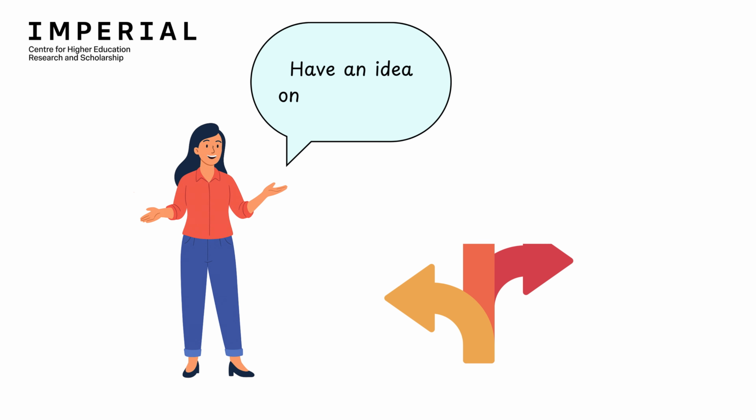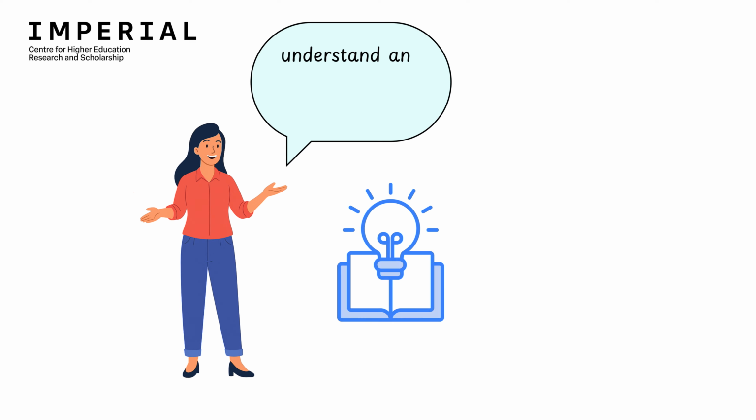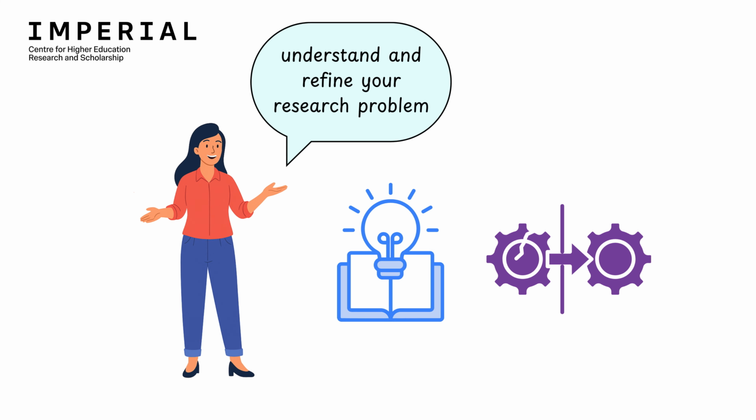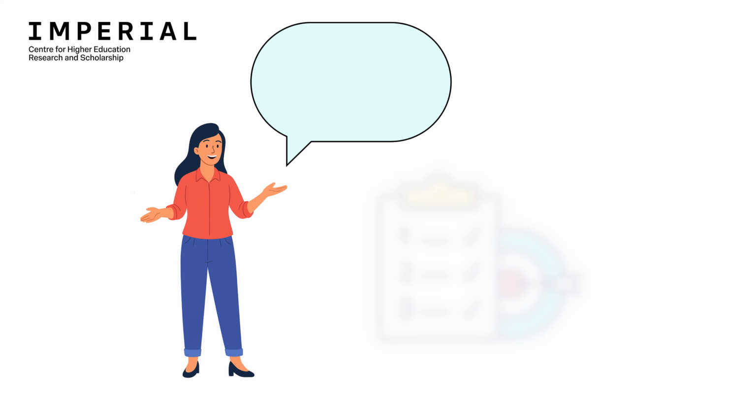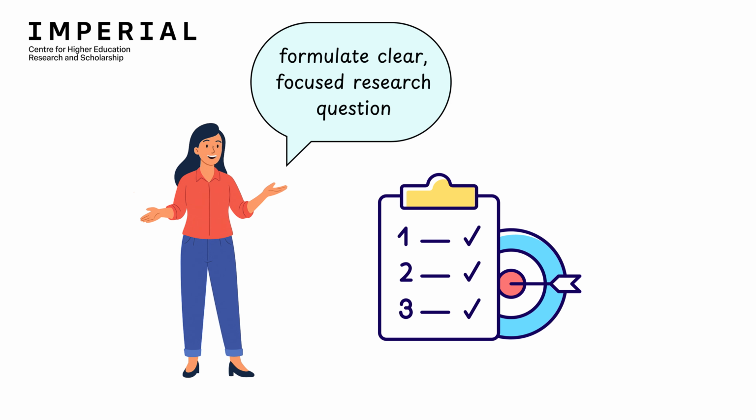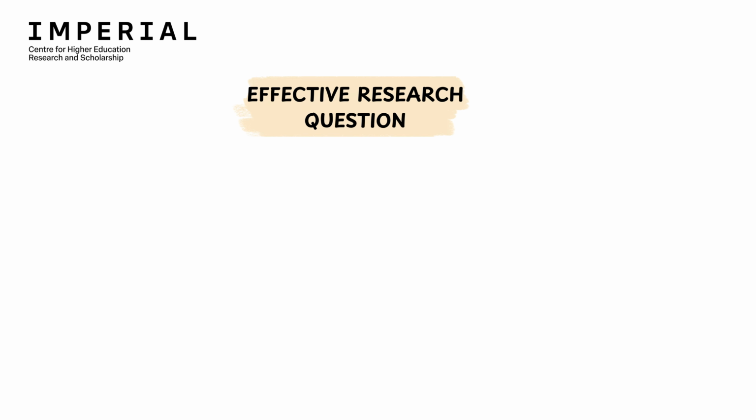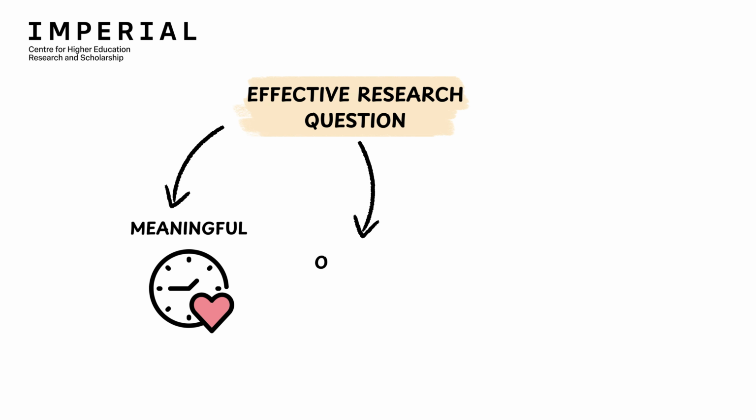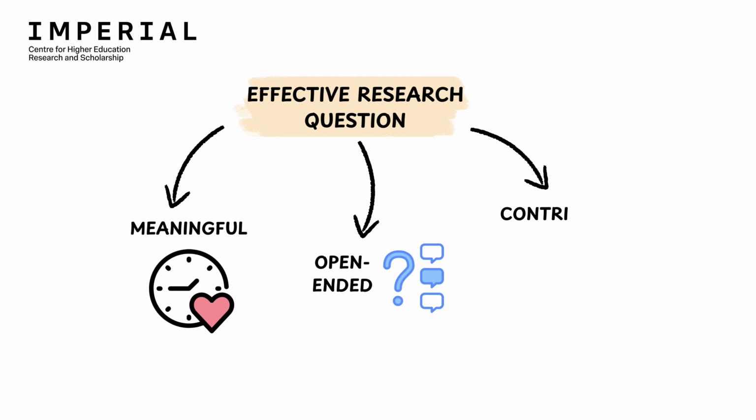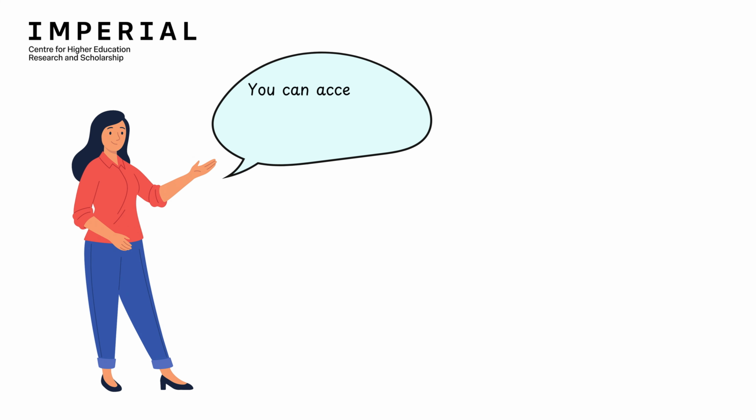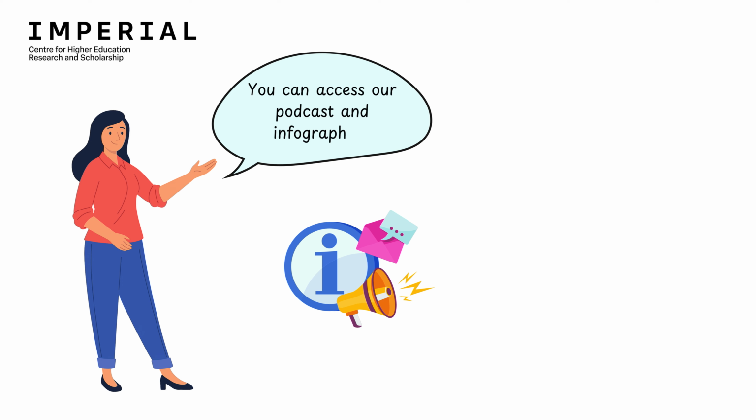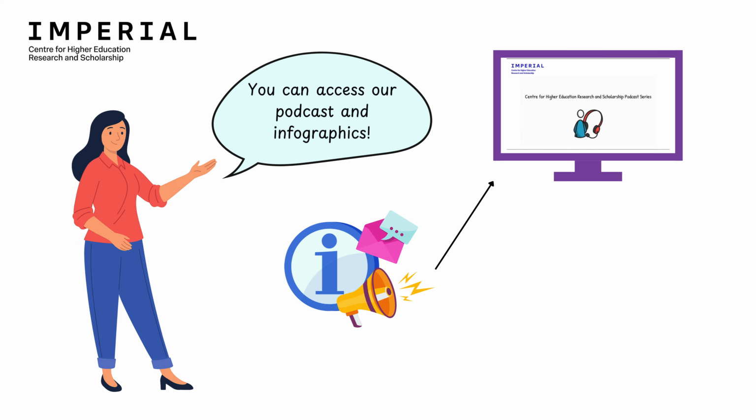Once you have an idea on the direction of your research, it's important to start by really understanding and refining your research problem and formulating a clear, focused research question. An effective research question is meaningful, open-ended, and has potential to contribute to knowledge within your educational context and beyond. For more information, you can access our Writing Research Question podcast and infographics.